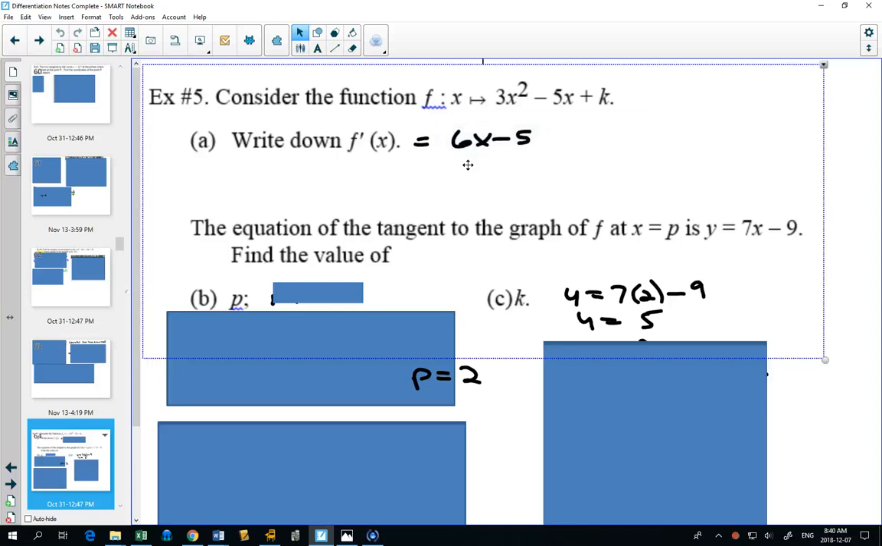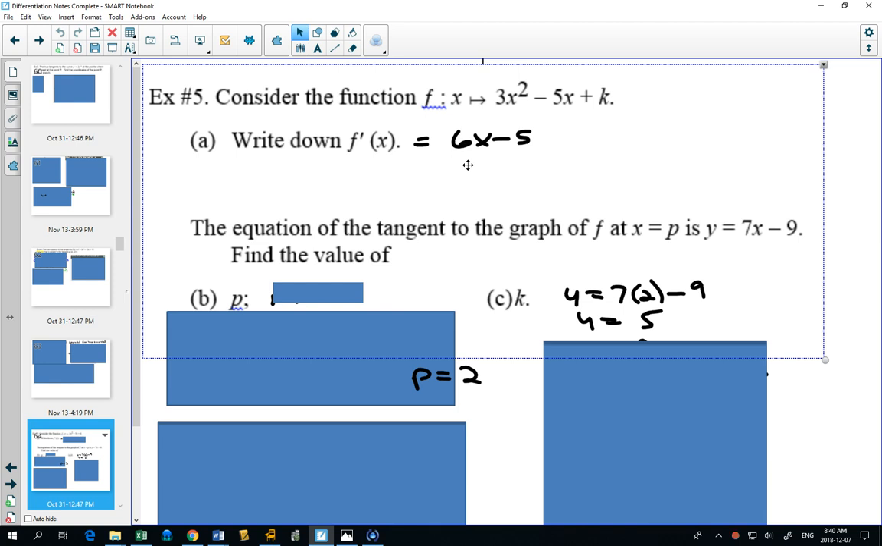And 3 seconds later, how did you do? What happened to the k? It's a constant. So the derivative of a constant is always 0. So the derivative of this function, 3x squared, will become 6x, minus 5x just becomes minus 5.